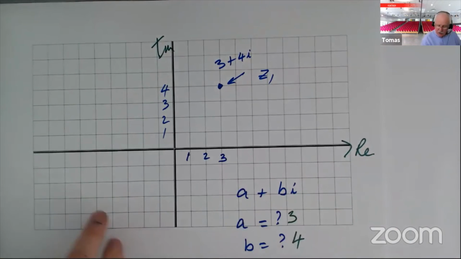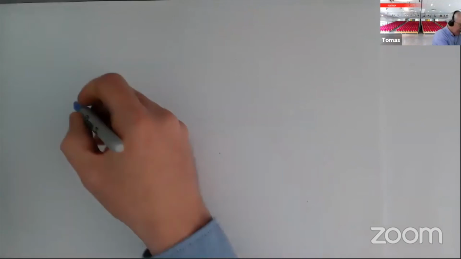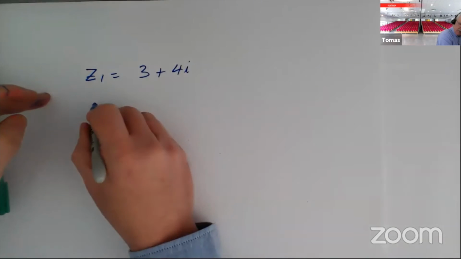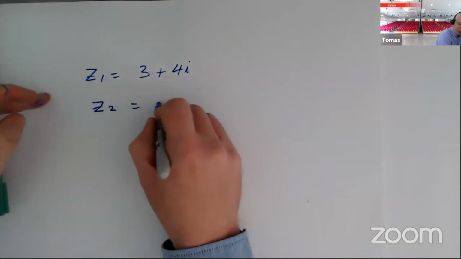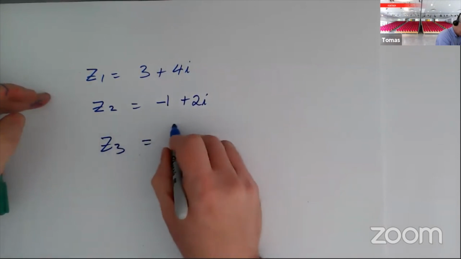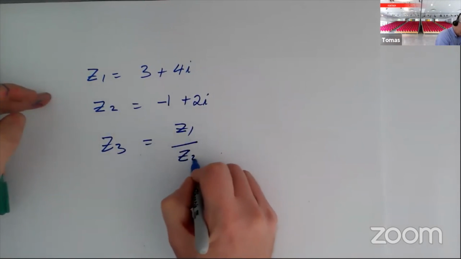The question went on and said, Z1 is now 3 plus 4I. Z2 is equal to minus 1 plus 2I. Find Z3, which is Z1 over Z2.